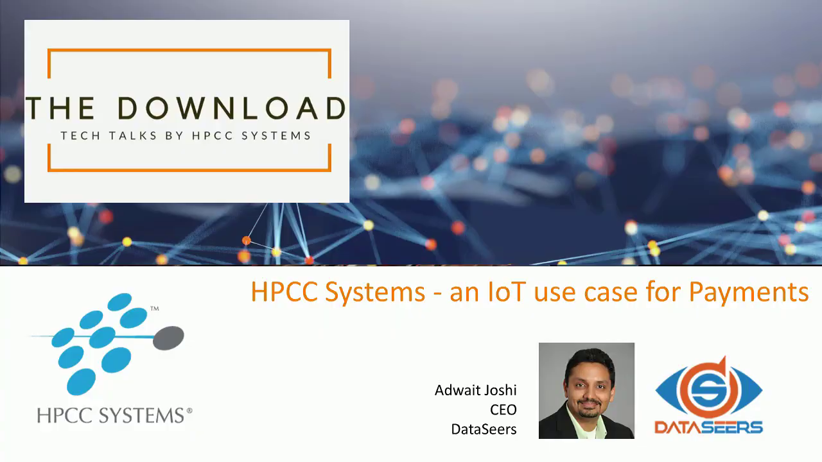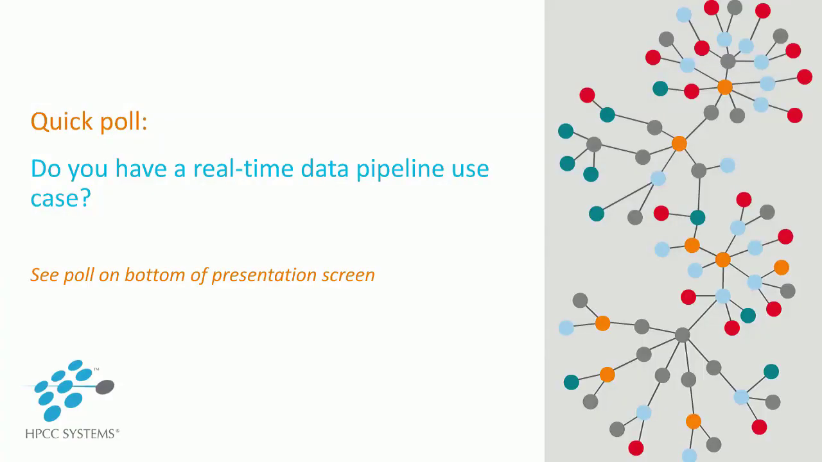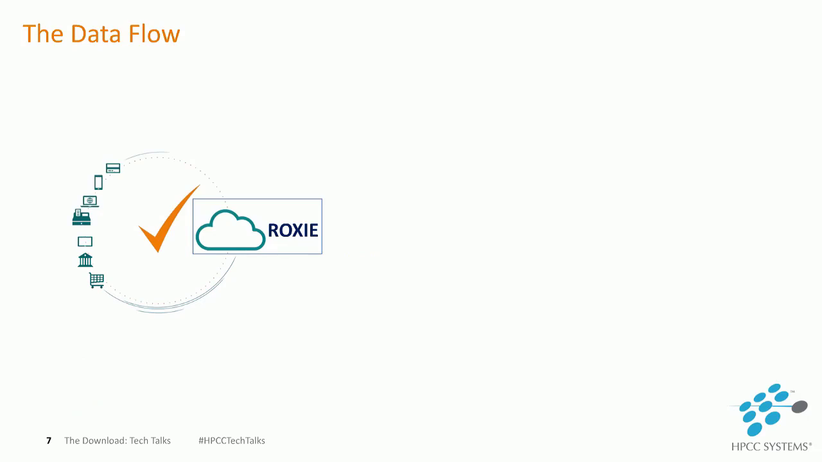Before we start, I will ask everybody a question. How many of you have a real-time data pipeline use case? In other words, do you work with real-time data today, and do you have a use case to analyze it in real time? We certainly do. We are in the payment space, and we are using HPCC Systems to handle data in real time, which is very different than the traditional use case of doing batch processing. So I want to explain to everybody how we do this today.